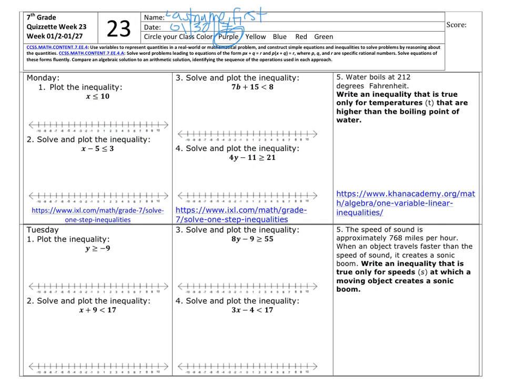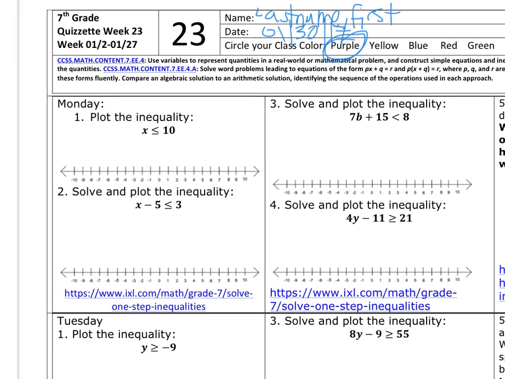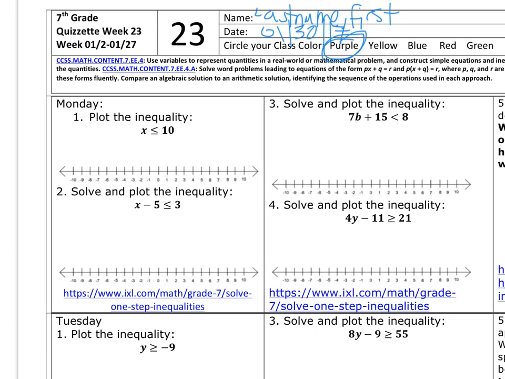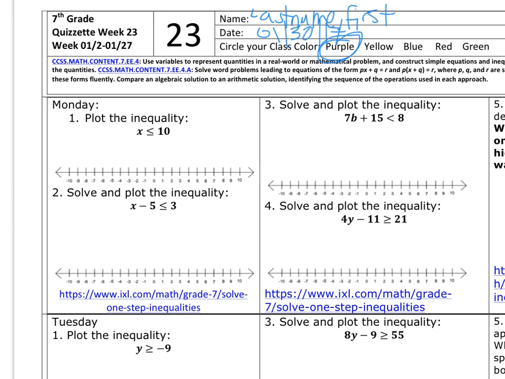So number 1 says x is less than or equal to 10. I'm going to go to my graph. Let me zoom it in just a little bit. Okay, so number 1 says x is less than or equal to 10. I'm going to go to 10 and plot my closed circle. And remember, it's a closed circle. The circle will look like this when you have an inequality with the equal sign on the bottom. That means that number is included. The solution is included.